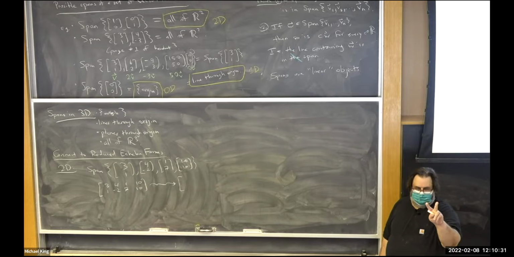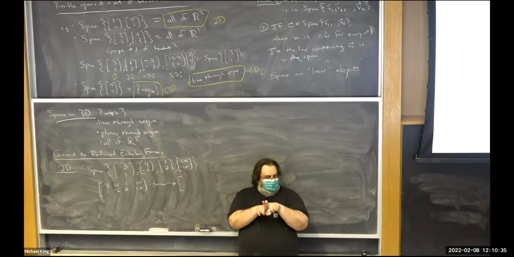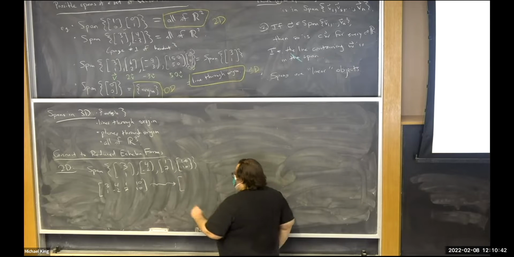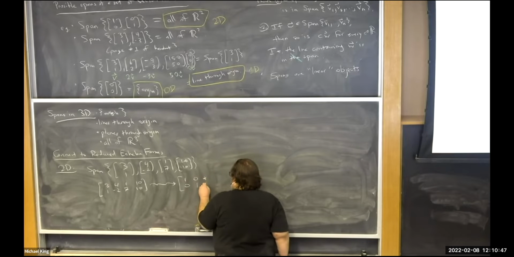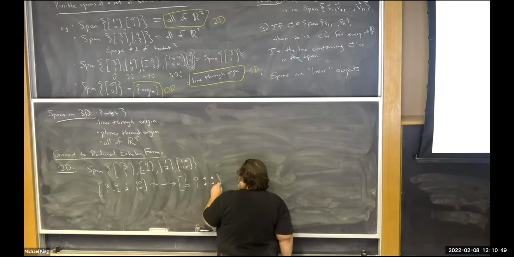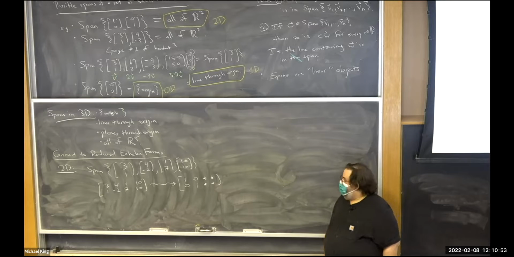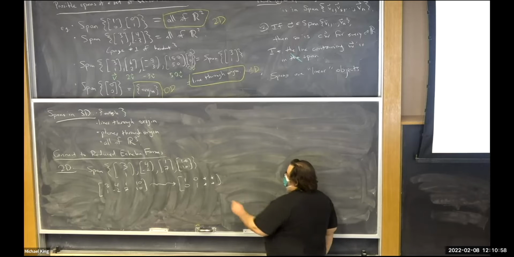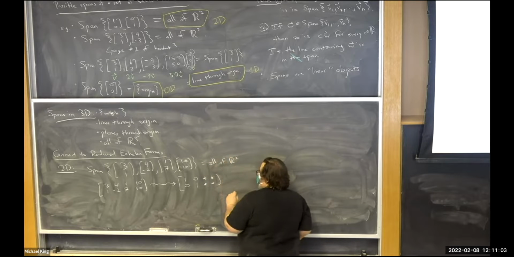Yeah, you're right, 2. You definitely would end up with 2 pivots because these are definitely not all on the same line. They point in different directions. And so when you row reduce, I think you'd end up with this. And so in fact, the span is all of R2. And we get 2 pivots.